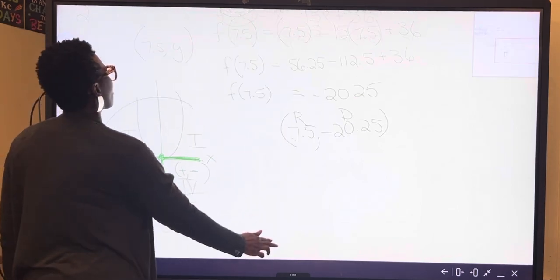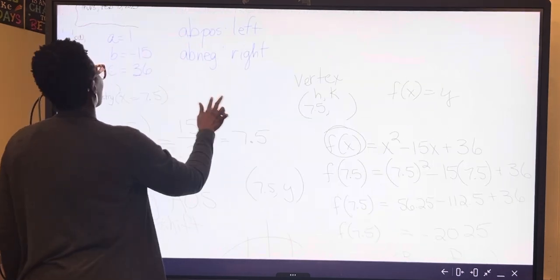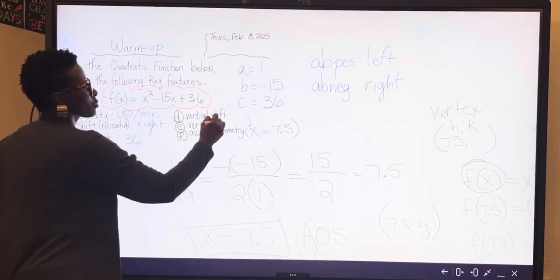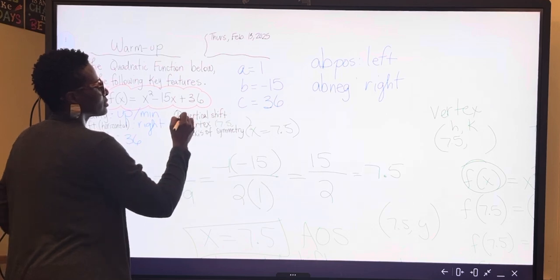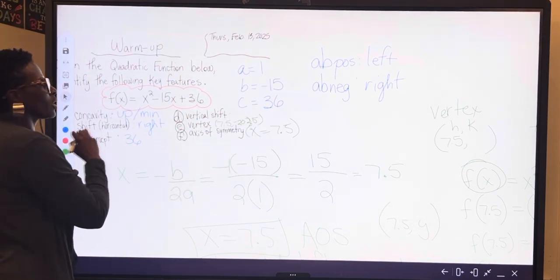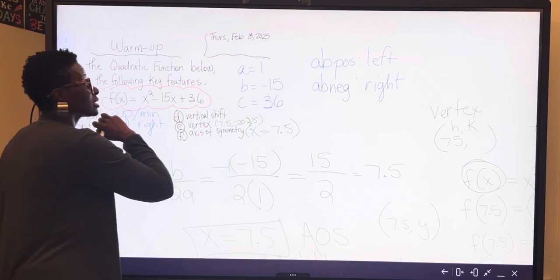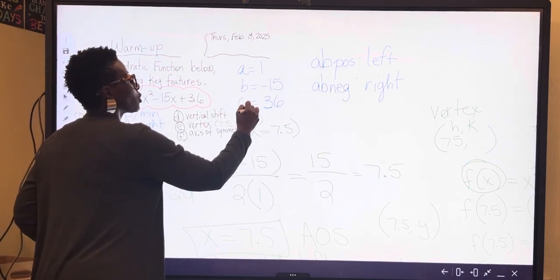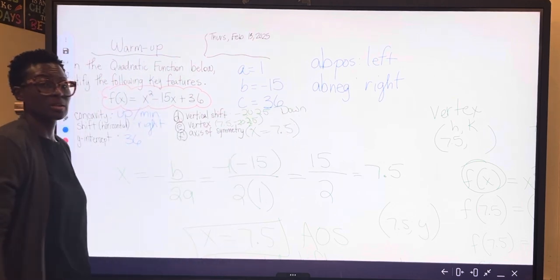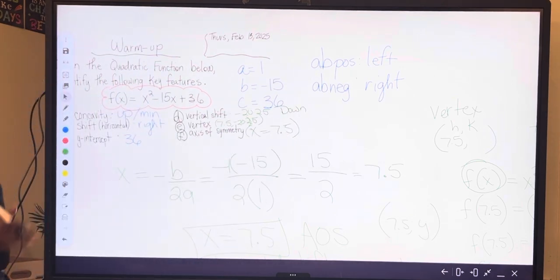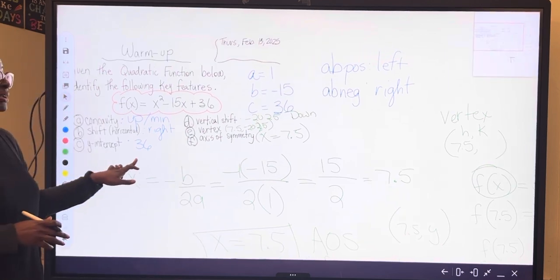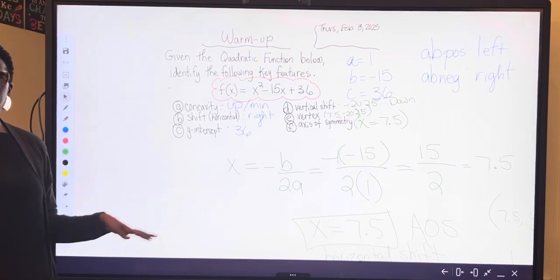All right, so can we fill out the rest now? Yes. So let's go ahead and do that. What was our vertex? 7.5, negative 20.25. And then what is our vertical shift? Negative 20.25, which means it went down. Is everybody following? Yes, ma'am. Any questions on this? No, ma'am. Anything brand new here? No. We all should be good here, right?